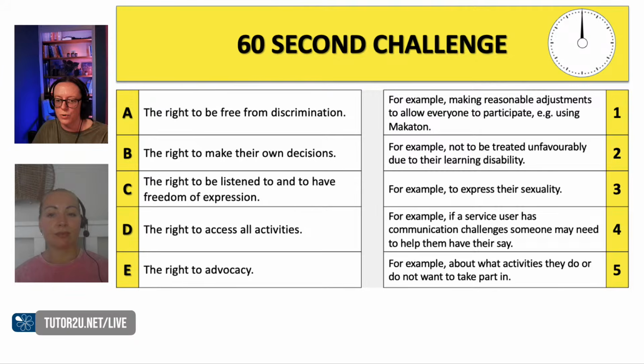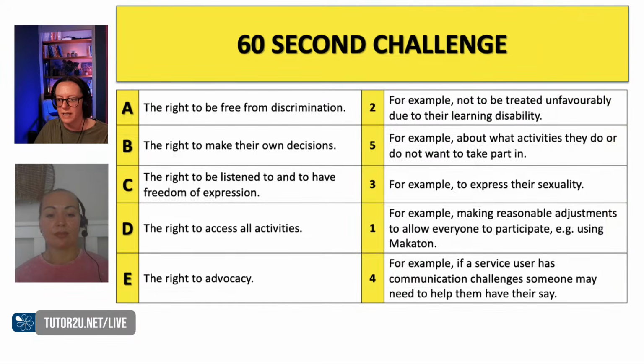Simran says E4, so the right to advocacy, for example, if the service user has communication challenges, someone may need to help them have their say. Excellent. And then N says D1, the right to access all activities, for example, making reasonable adjustments to allow everyone to participate, for example, using Makaton.